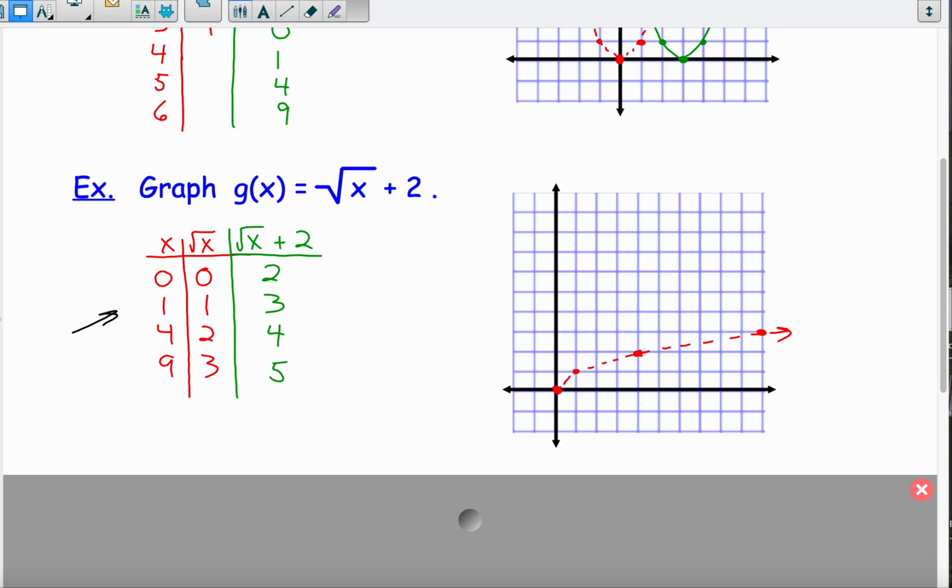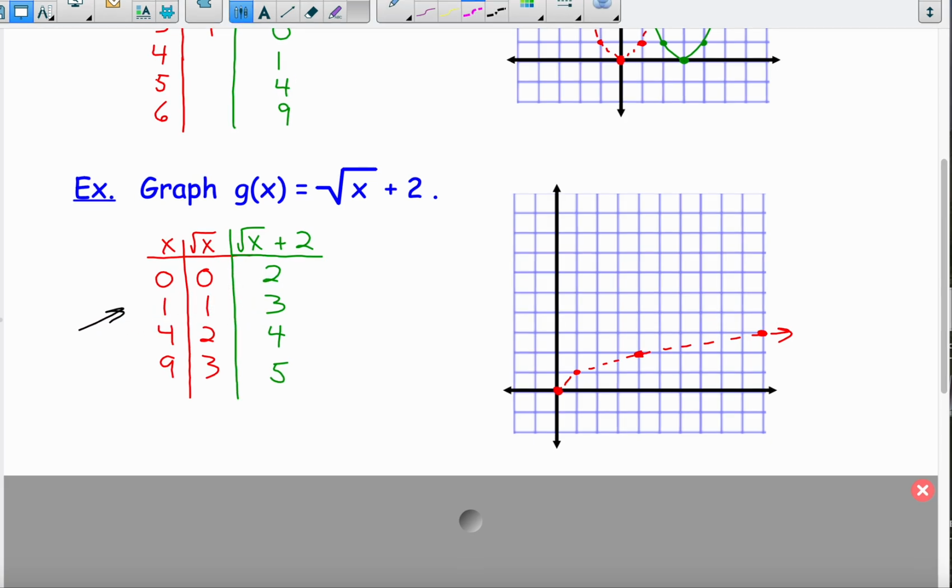So now I'm plotting the point 0 input, 2 is the output. 1 is an input, gives me 3 as an output. So let's plot those. 0, 2. 1 gives me a 3. 4 is going to give me a 4. 9 is going to give me a 5. So you can see that this doesn't change the size or shape of my original parent graph. All it did was shifted each of these points up 2 units.